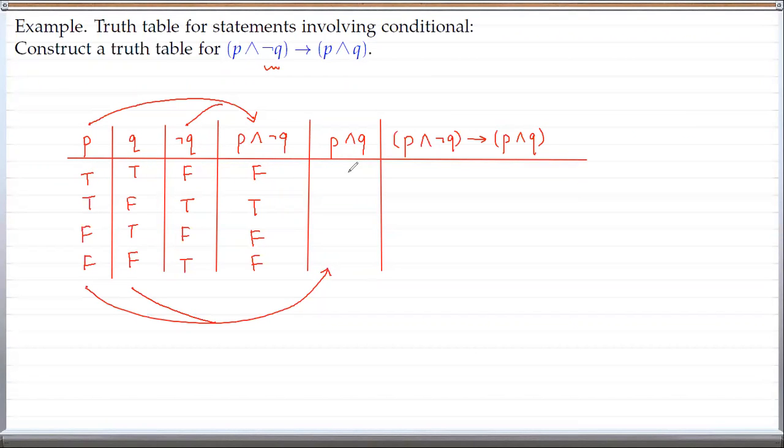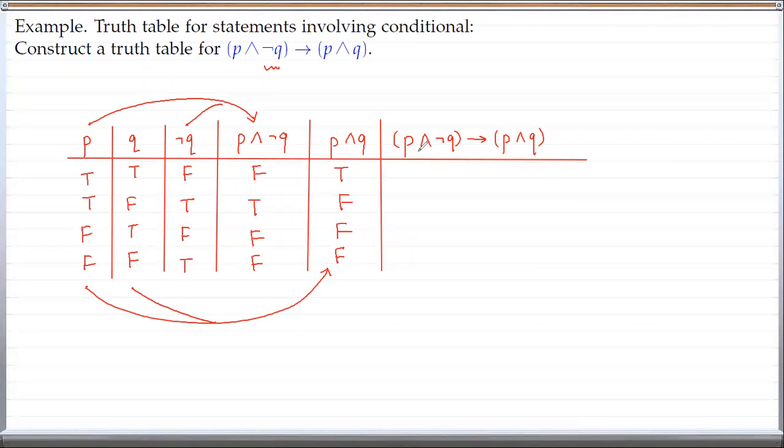True and true is true. True and false is false. False and true is false. False and false is false. So we got these truth values for P and Q. And now finally, we are ready to do the truth values for the given statement.